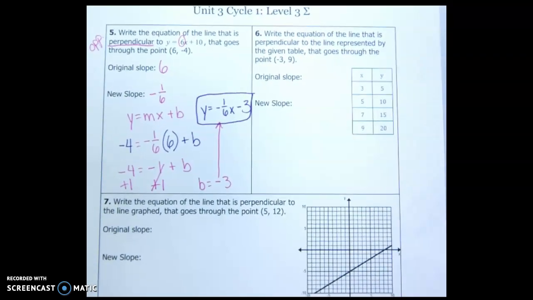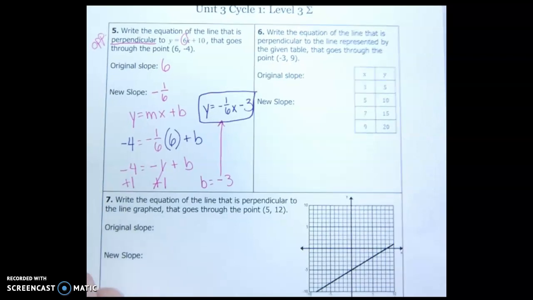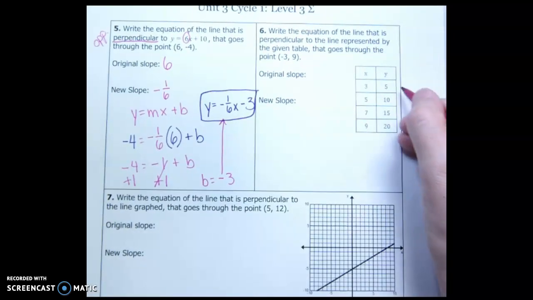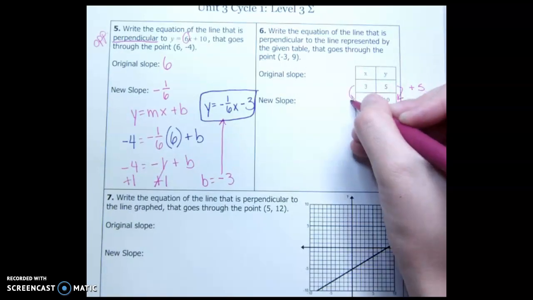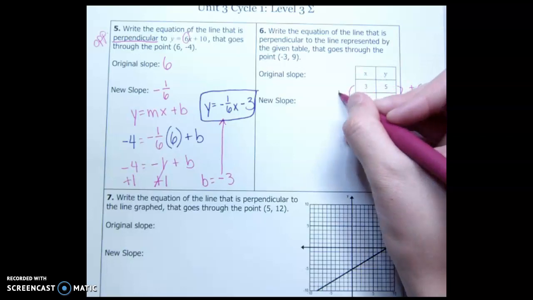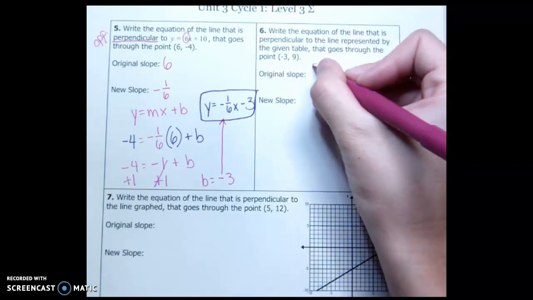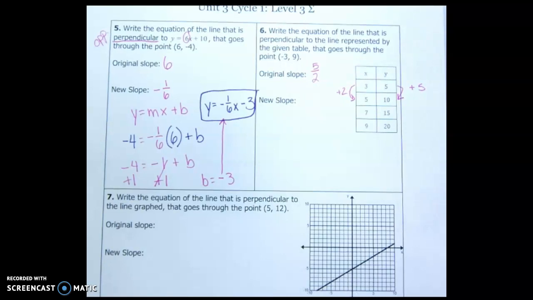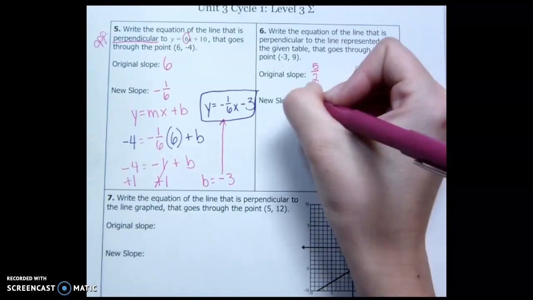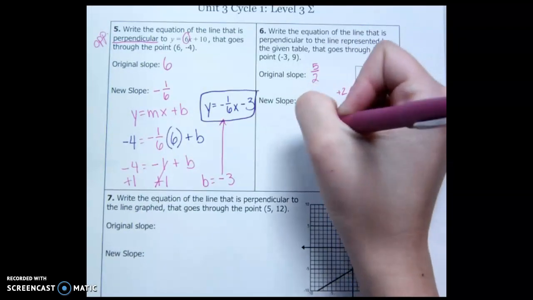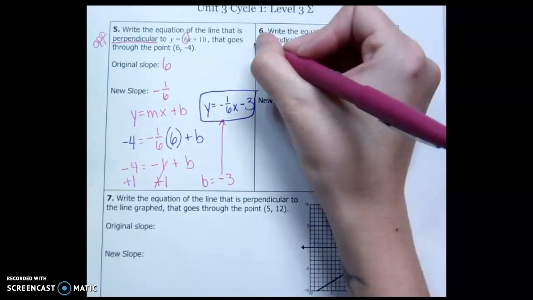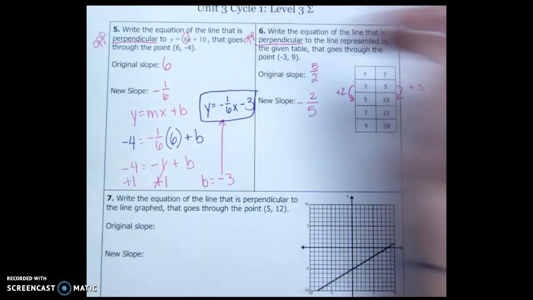Okay, now we're going to write the equation of the line that's perpendicular to the line represented by the given table that goes to the point (-3, 9). So we have to find our slope from the table first. So to get from 5 to 10, I add 5. And if I go from 3 to 5, I add 2. Okay, so my original slope is 5 over 2. Most kids put the x's on top, and that's wrong. So my new slope is negative 2 over 5 because I flipped the fraction, and now it's negative, and I do that because this is opposite.